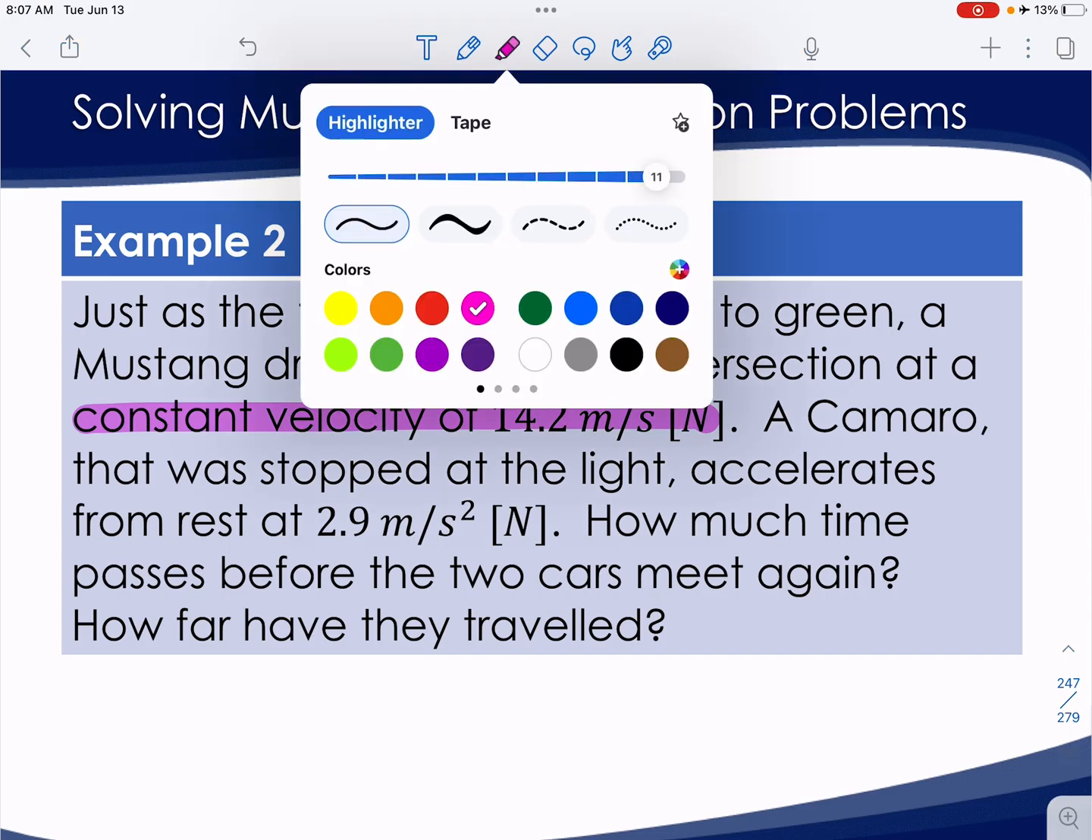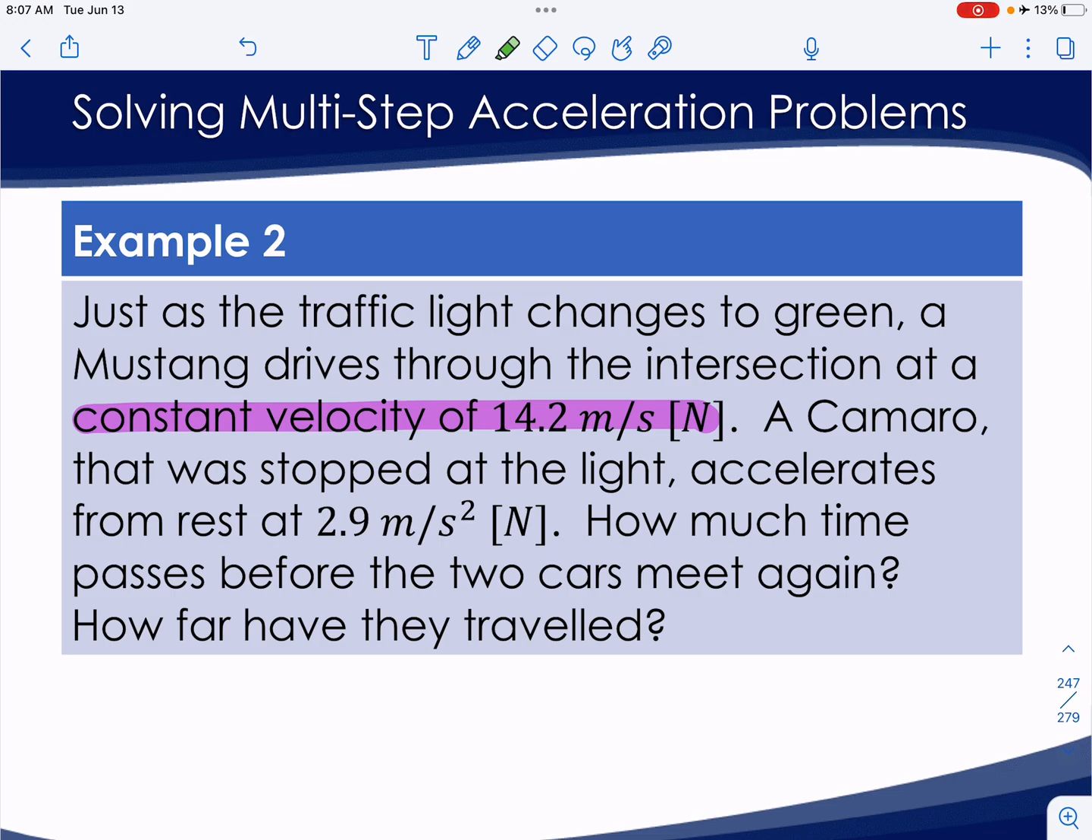So this is like a different car. It was stopped at the light. It accelerates from rest at 2.9 meters per second squared. How much time passes before the two cars meet again? How far have they traveled?